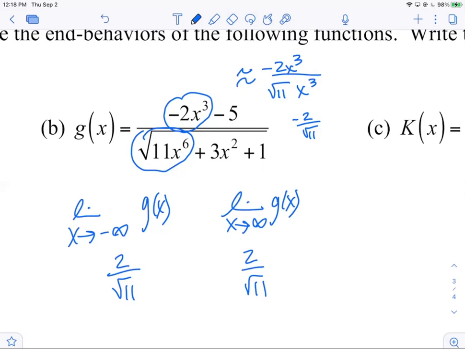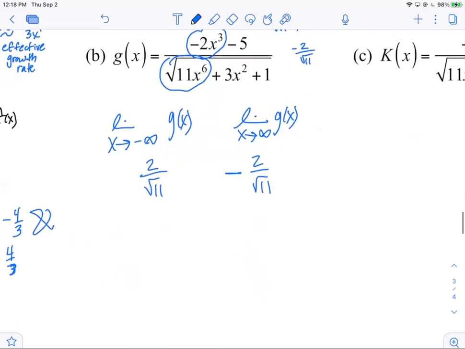Yep. Next. Okay. No, it would not be wrong if you rationalized it. Nope.